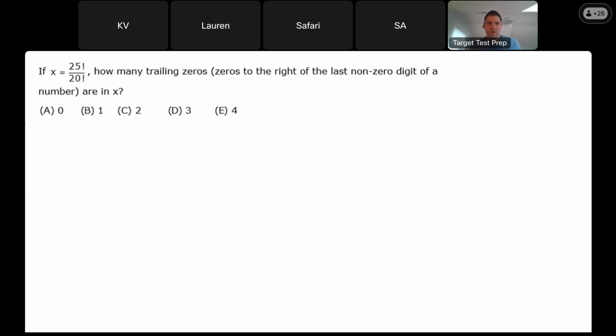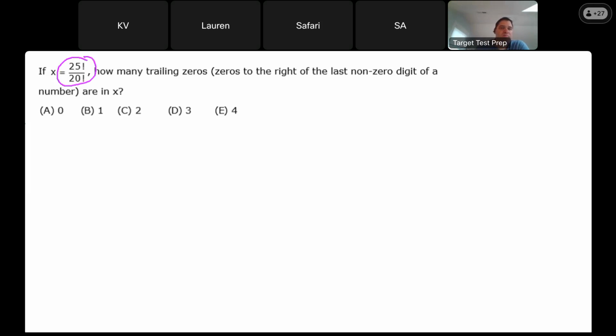All right, so looks like most of you guys got this right. For anyone who uses TTP, you know that we do a lot with trailing zeros. The idea to figure out how many zeros there are at the end of a number has to do with how many 5-2 pairs there are in the prime factorization, right?